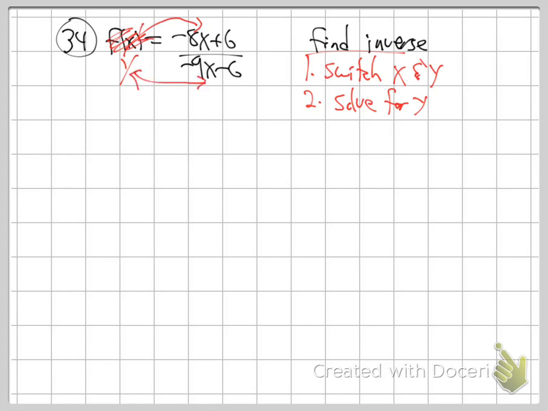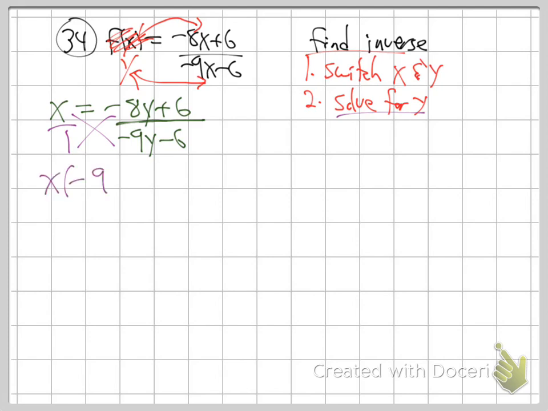So then we get x over here and minus 8y plus 6 over minus 9y minus 6. So we swap x's and y's like that. And now, what do we do to solve? So that's step 1. Now we need to solve for y. How do we solve for y? Over 1, right? Diagonal, diagonal. When we have a fraction on one side, whole number, whole letter on the other, put it over 1, cross multiply. So x times minus 9y minus 6 is 1 times minus 8y plus 6.